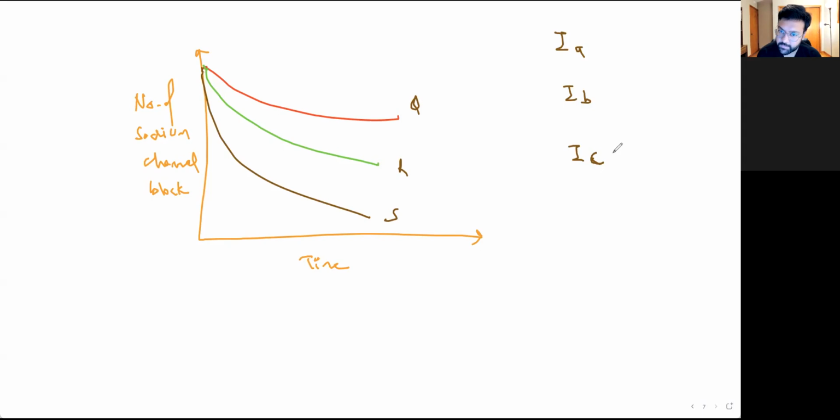I'm thinking Q is 1C. Very good, because it has strong affinity. Very good. And with the time, it's blocking more sodium channels, right? More affinity. Then this should be 1A. Very good. And finally, perfect. 1C, 1A, 1B. This is the affinity for the sodium channel.